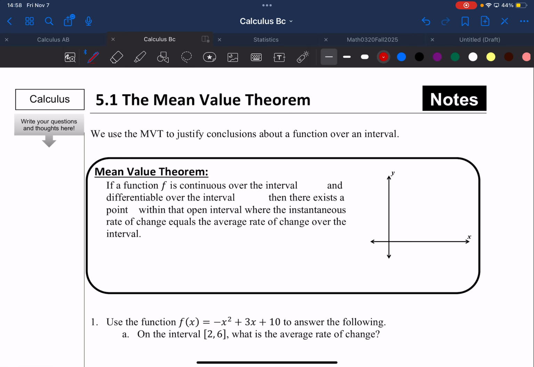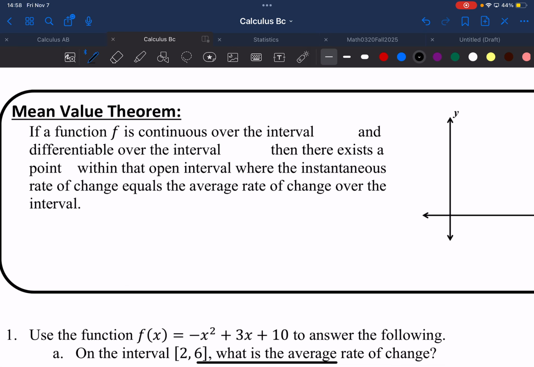Okay, so chapter 5.1 notes: the mean value theorem. It says the mean value theorem is used to justify conclusions about a function over an interval. Right here in the definition, it says if a function f is continuous over the closed interval [a, b] and differentiable over the open interval (a, b), then there exists a point c within that open interval where the instantaneous rate of change equals the average rate of change over the interval.